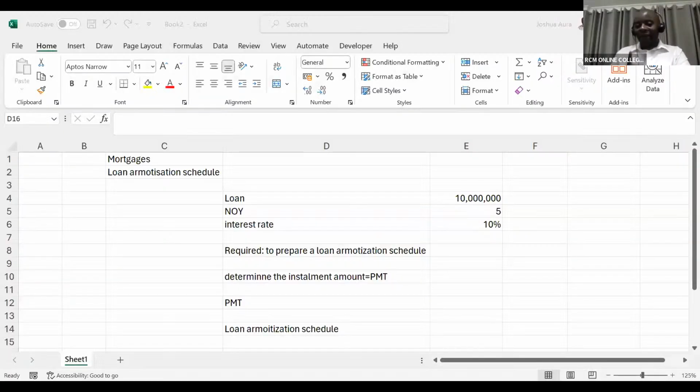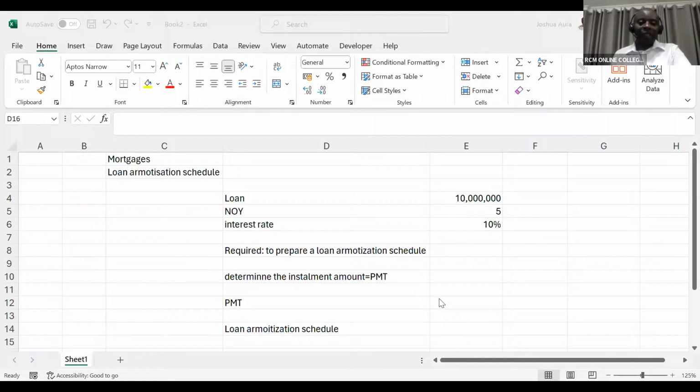Okay. So remember we have said, if you are writing down on some notebook, that the first thing is to determine the installment that this great lady called Irene will be paying on a yearly basis. Determine the installment. And this installment is called PMT in Excel. It's a PMT function.